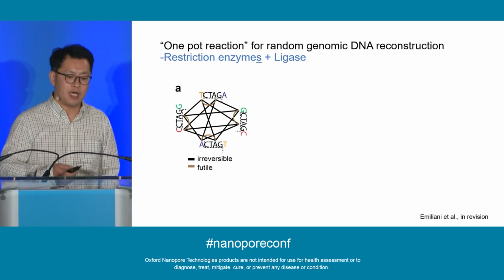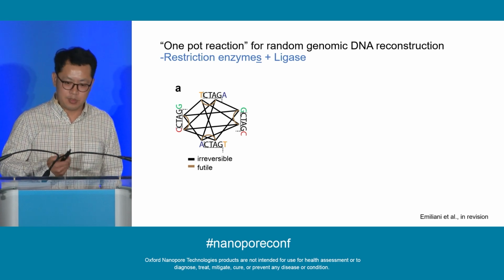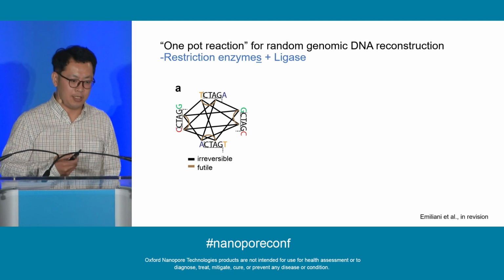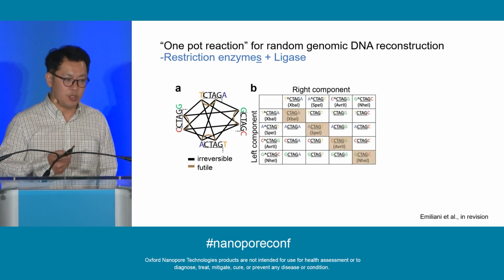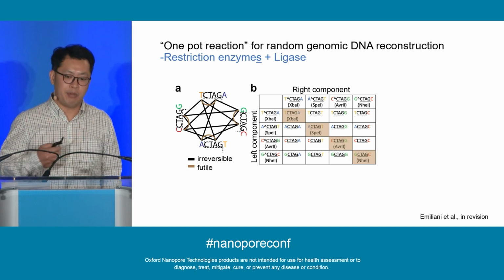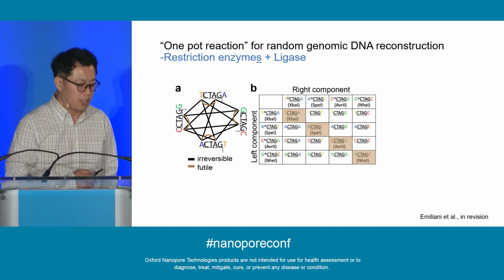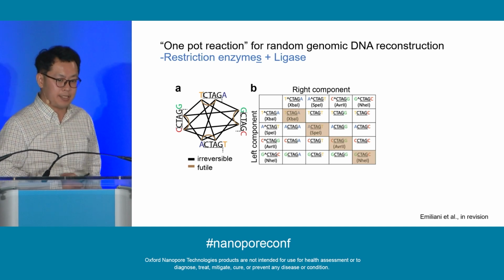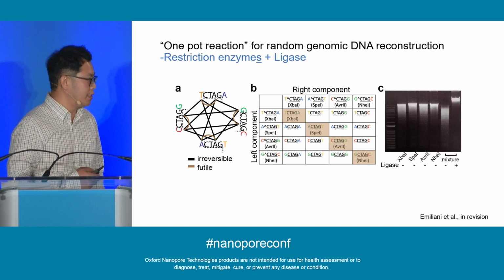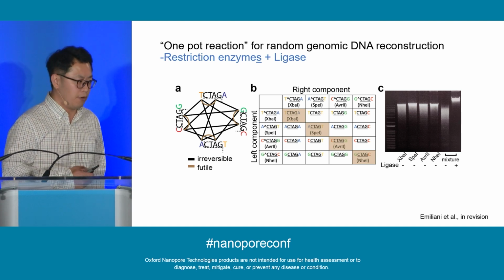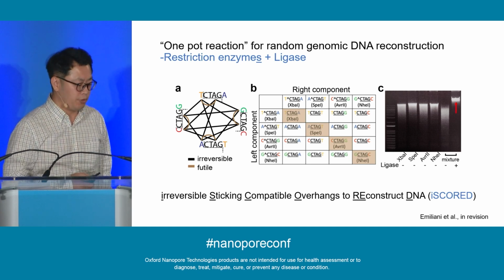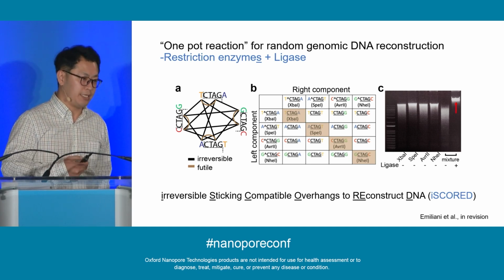It involves a cocktail of restriction enzymes with compatible overhangs that are mixed together to fragment the entire genome. But at the same time, because those ends are compatible, you are able to stick them together into chimeric reads in one single reaction. Here we're using the CTAG overhang as the example. You can run a simple electrophoresis and see the reconstruction of those chimeric reads. We call this method iSCORED, reversible sticking of compatible overhang to reconstruct DNA.